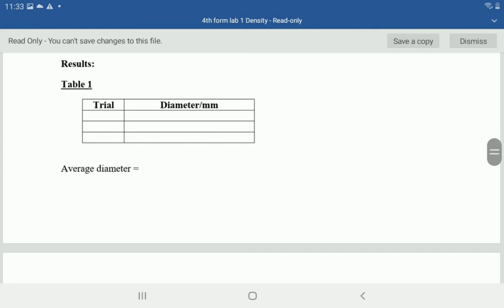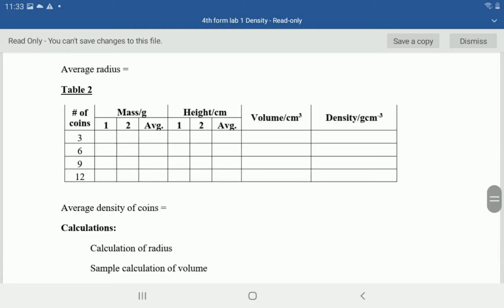We're expected to record our first set of readings, the diameter of 3 coins in our first table in millimeters, and then we'll find the average as well. Please note that the diameter will be measured in millimeters. We need to convert that later on into centimeters. We'll come up on our second table.